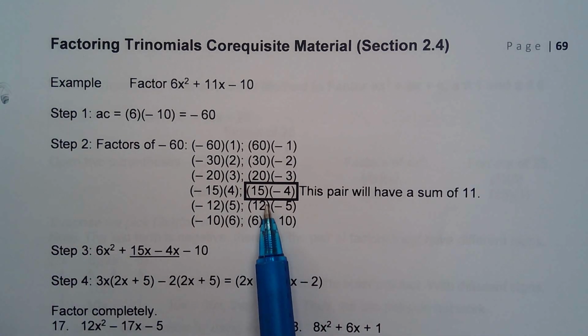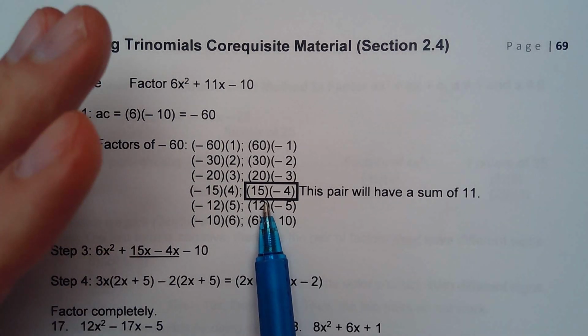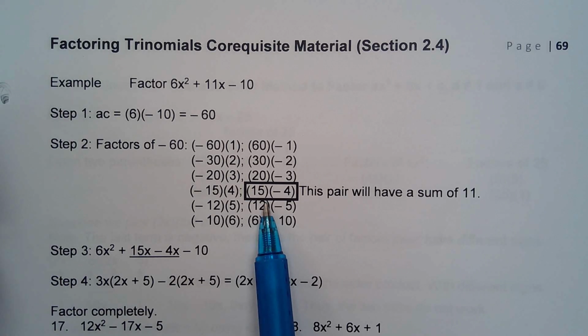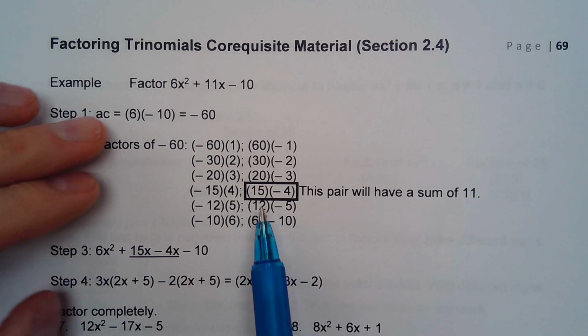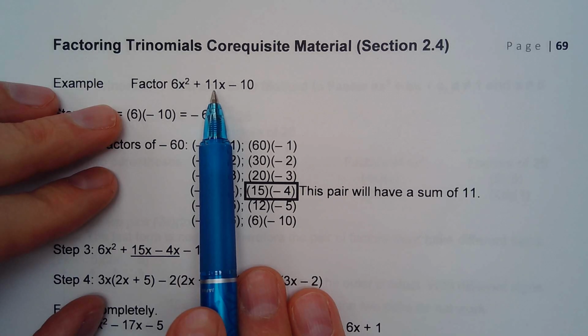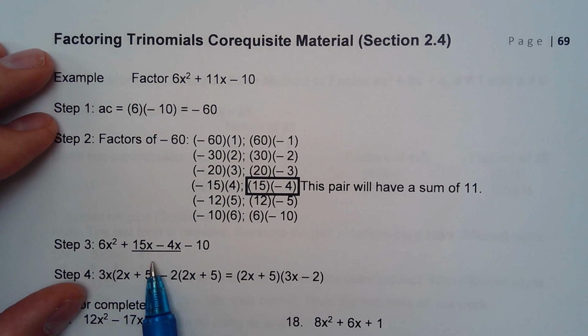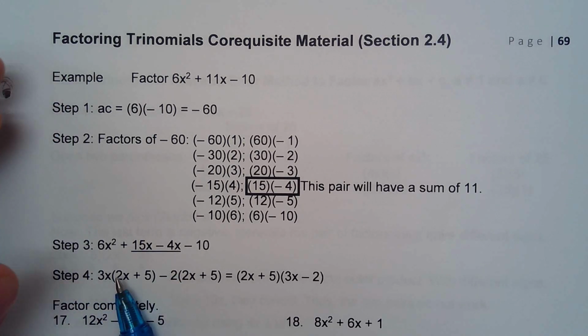So here's where it's different. We can't just write x plus 15 and x minus 4 because the coefficient of the square term is not 1. What I need to do is rewrite that 11x as 15x minus 4x. So it's kind of like you're doing the FOILing backwards, like when we FOILed.